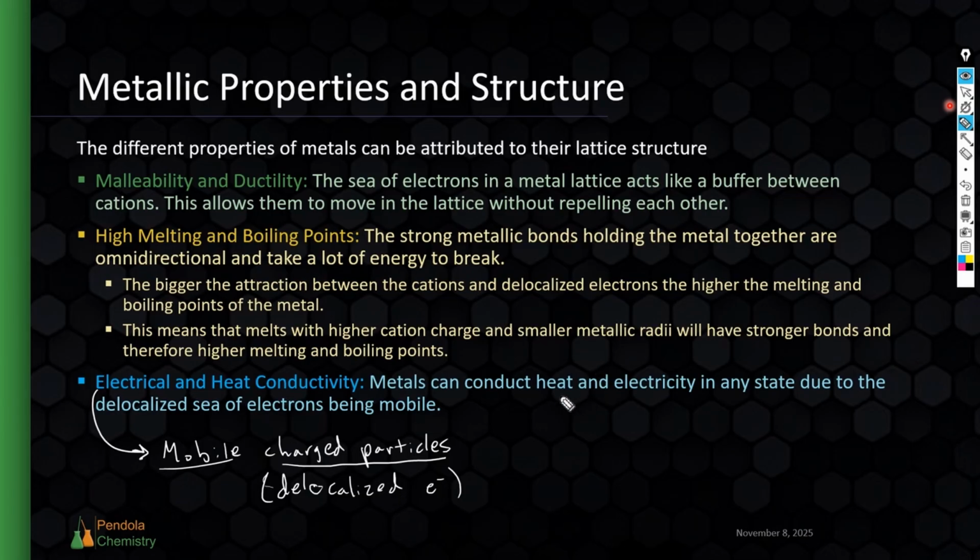Metals can conduct electricity and heat in any state because of the delocalized electrons being able to move around and either carry energy for heat or carry electricity, which is just a flow of electrons, for electrical conductivity. So again, because of those mobile charged particles, in this case the electrons, we have both heat and electrical conductivity for the metals.